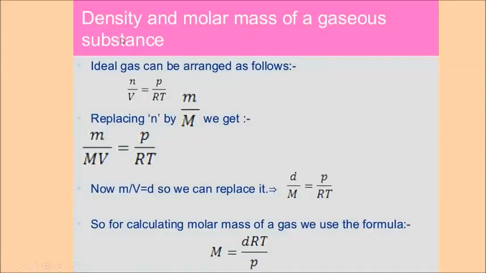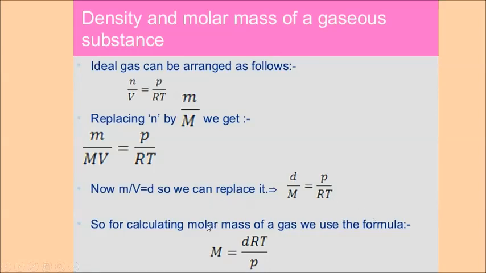Now if there is a relationship between the density and the molar mass, how can we explain that? We know that the ideal gas equation can be arranged as follows: n by V is equal to P by RT. The equation we wrote before, PV is equal to nRT, is written in this form. Replacing n, the number of moles, by given mass by molar mass, we get m by capital M V is equal to P by RT. And as we know that mass by volume is density, we can replace that and write it as d by M is equal to P by RT.